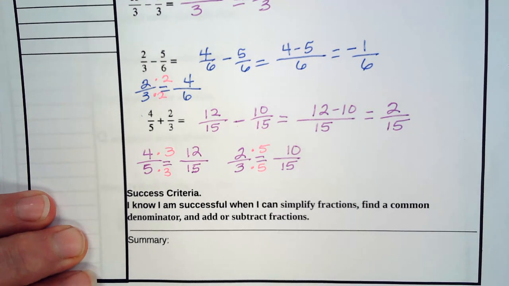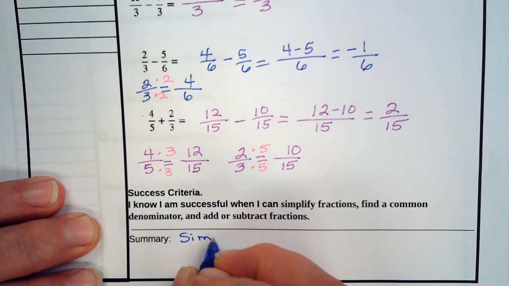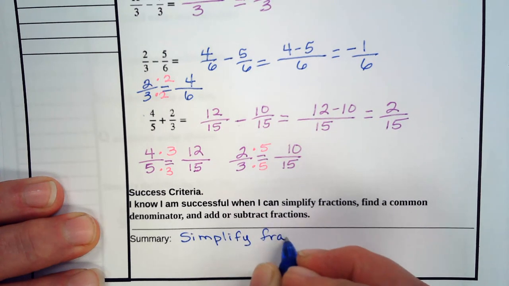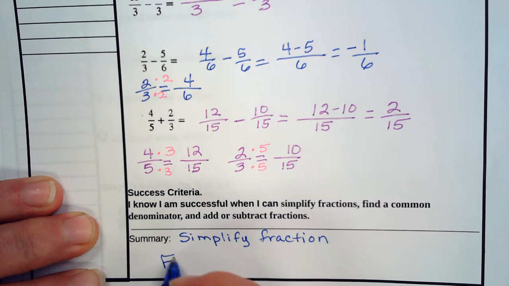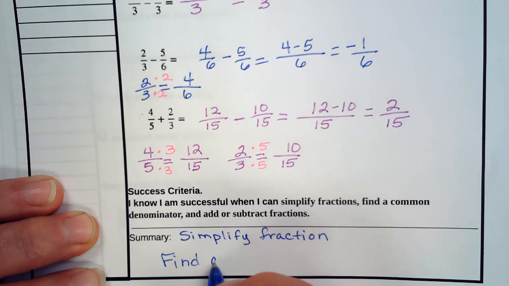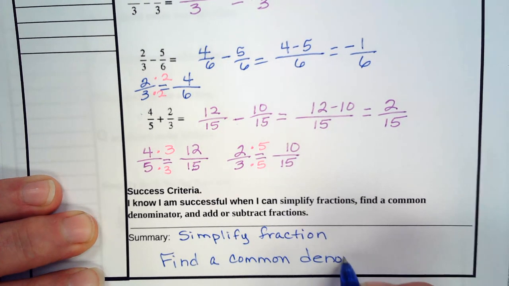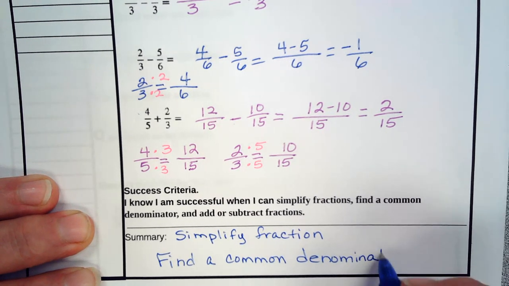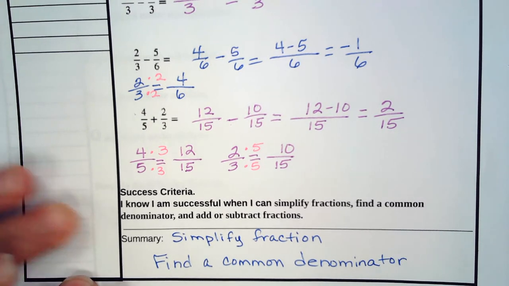subtract your fractions. So simplify fractions. Find a common denominator. And that finding that common denominator is so that we can either add or subtract fractions.